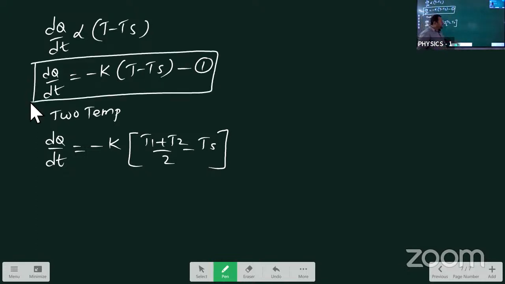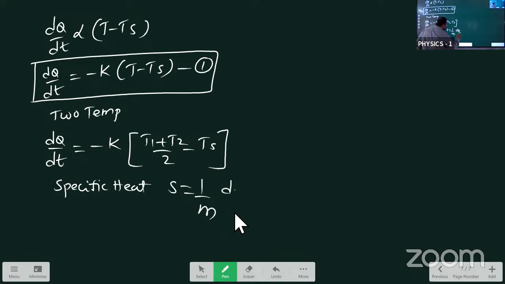One more formula we are getting, in terms of temperature. Small t indicates time. Now see specific heat. Specific heat is a very famous physical term. Specific heat S equals 1/m into dQ/dt. From this, what is dQ? dQ equals S m dT.